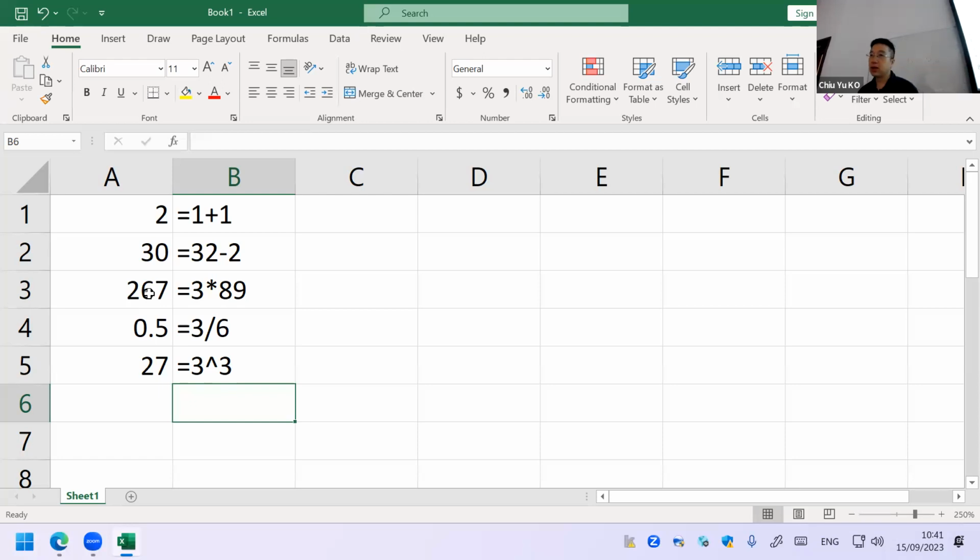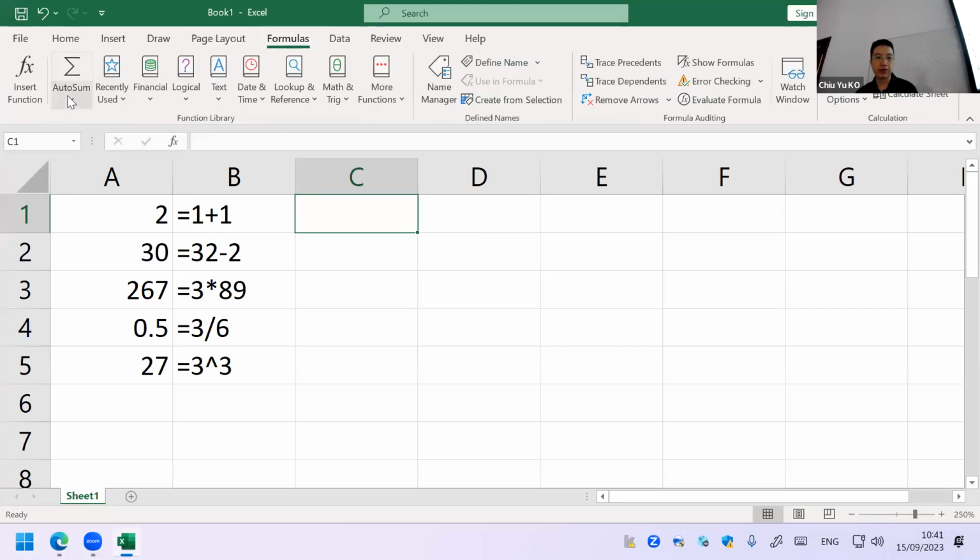Okay? Now, the next thing I want to talk about is the function, right? Actually, we have seen the formula test, okay? What we're going to do is Excel has a lot of functions there, okay? And probably we can see it here as well. Excel actually called it formula here, okay?